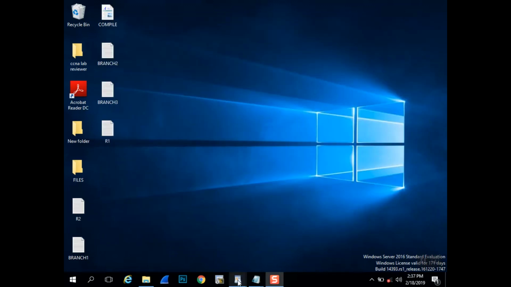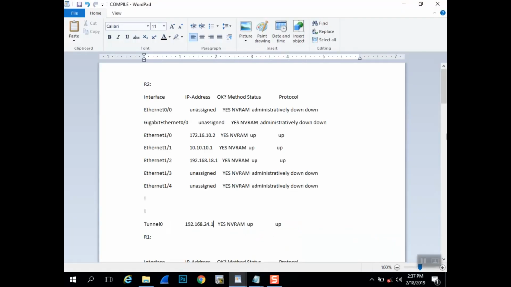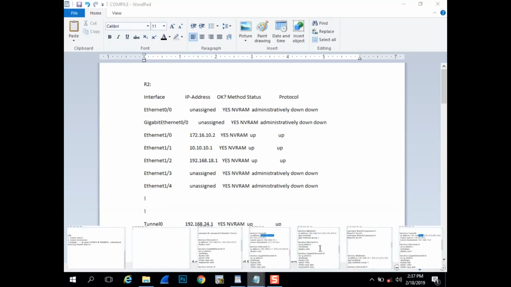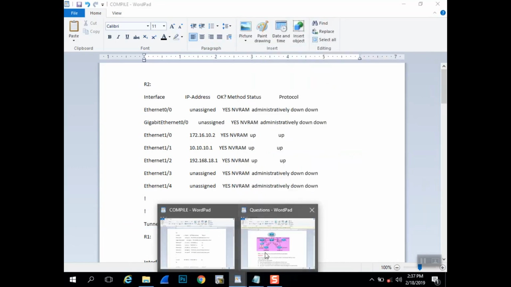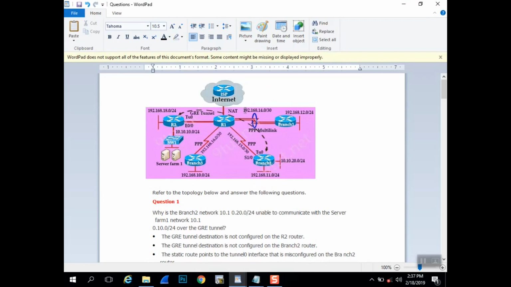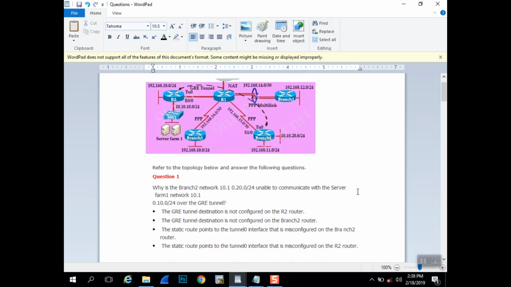But since I have here all the commands I need, here it is, and I have here also the notepad for the configurations of each router that we have, and here is the topology. I have here R2, R1, branch 1, branch 3, and branch 2, and I have here also the addresses labeled. So let's begin.